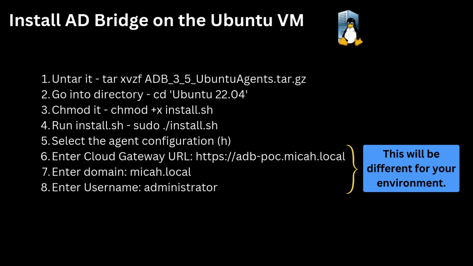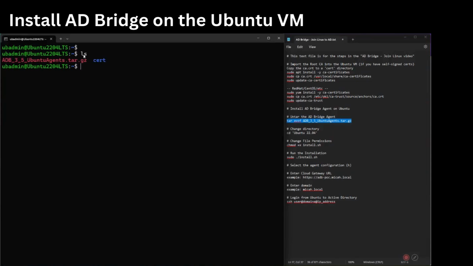Okay, we're now ready to install the AD Bridge agent onto the Ubuntu VM. Please copy over the tar file and follow the instructions on screen and in the video. You can copy and paste from the text file.